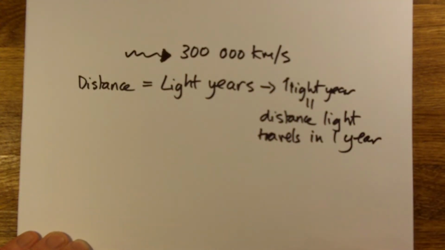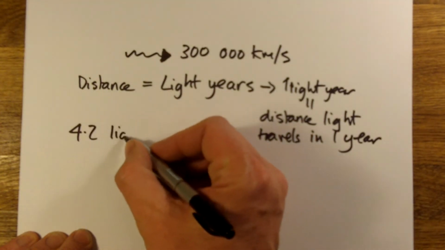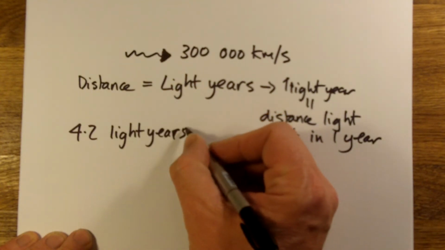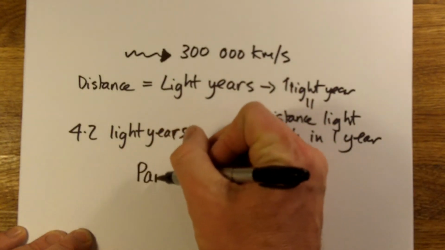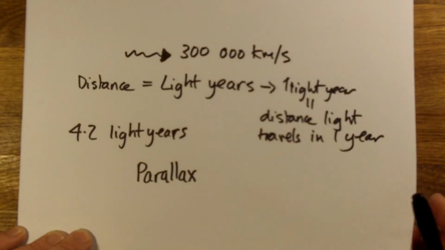And if we look at the next nearest star to us, it is about 4.2 light years away. So that means that the light coming from that star that we see tonight left that star about 4.2 years ago. Other stars are bigger distances away, and obviously we've never been to those stars. So how do we know how far away they are? Well, we use a method of measuring distance known as parallax, which I shall attempt to explain to you now.